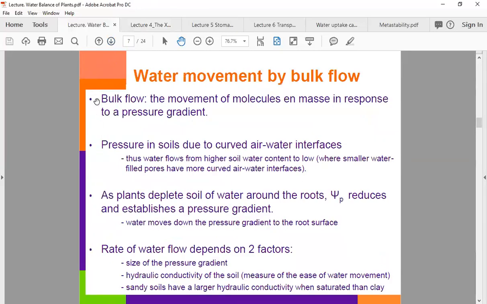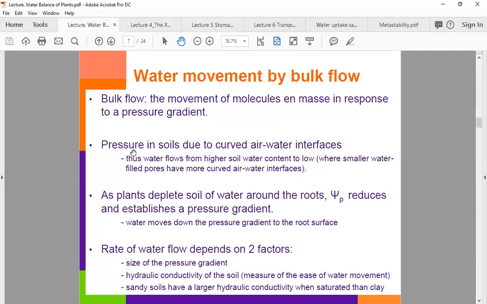Okay, water will move primarily in the soil as a result of bulk flow. And you're familiar with that term. Bulk flow refers to the movement of molecules en masse in response to a pressure gradient. So we've just seen how the pressure develops as the soil water recedes. And now we're looking at how water will move from one part of the soil to the other part. So for example, as the soil solution around the roots gets all used up, how does water move from another part of the soil towards the actual roots of the plant, which is what we want, obviously.